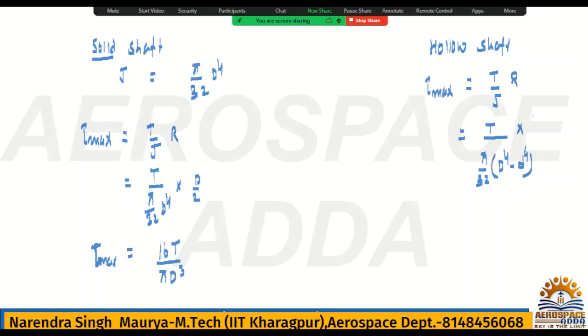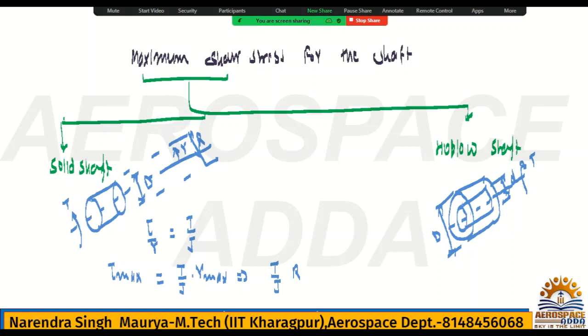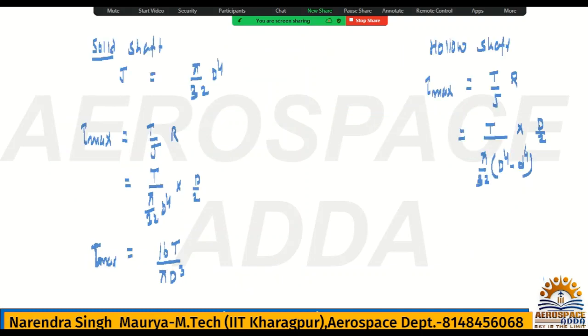Okay, into R, which will be capital D by 2, because you are writing tau max, so this small r will be capital R. The maximum value of small r will be the radius of the whole section. If it is hollow also, what is the maximum radius here? You can check, it will be D by 2. If I say R max, the maximum radius, it will be D by 2, simple. So the bigger diameter divided by half will be the maximum radius. Okay, so you just do it.